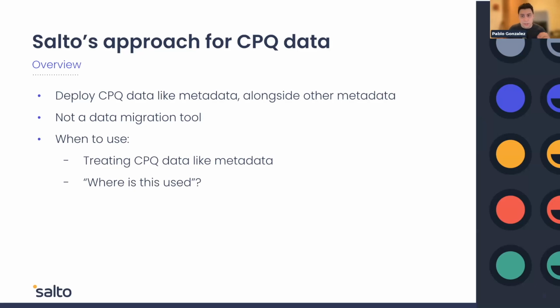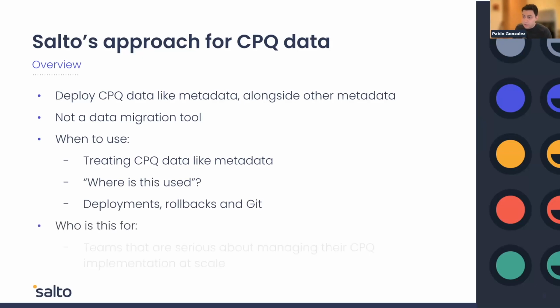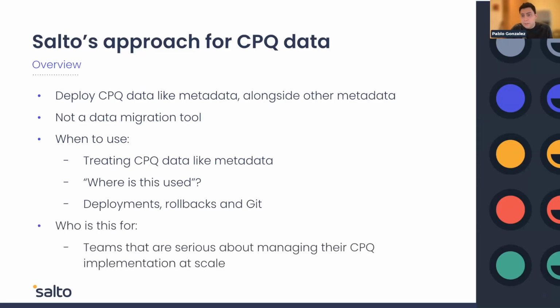It's also available for Salesforce CPQ. So if you want to see where a product is used across your entire CPQ configuration, product rules, options, and stuff like that, that's very easy to do with Salto. And as I said, all your typical DevOps kind of activities such as deployments, rollbacks, promotions to other environments, Git, the whole thing. Now, this is really for teams that are serious about managing CPQ implementations at scale.